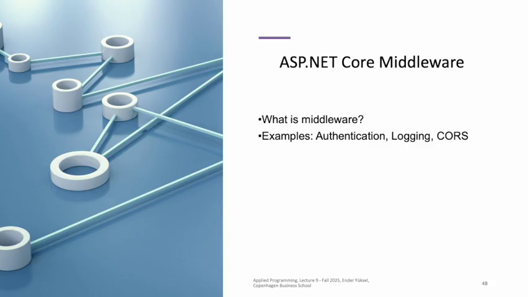For example, authentication middleware checks if the user is logged in. Authorization middleware checks if the user has permission to access a resource. Logging middleware records details about the request, which is useful for detecting suspicious behavior. CORS middleware controls which domains are allowed to access your API, which is important when your front-end and backend are hosted on different domains.